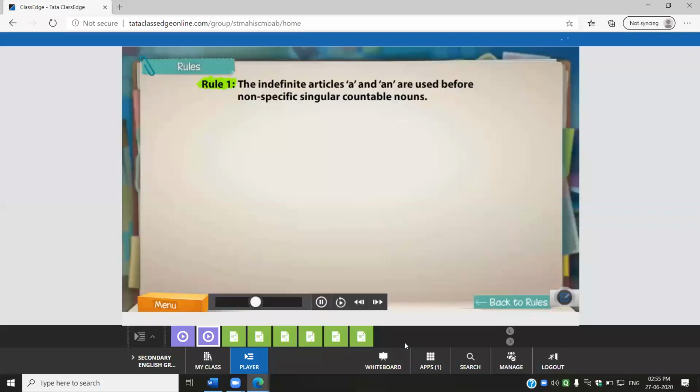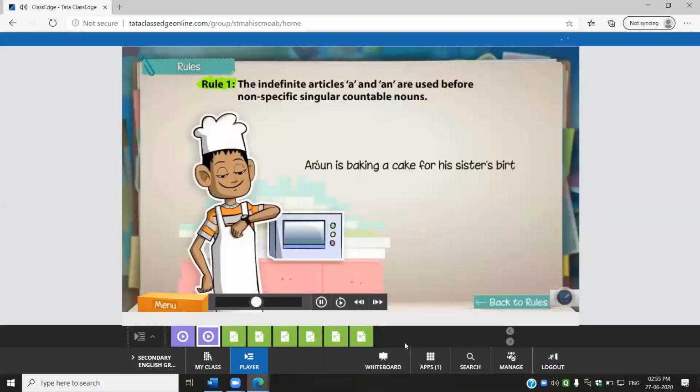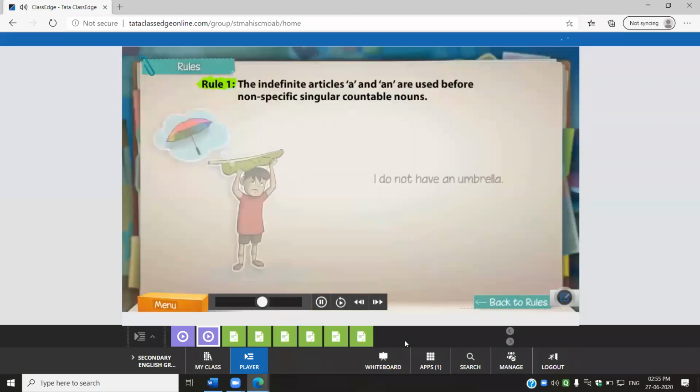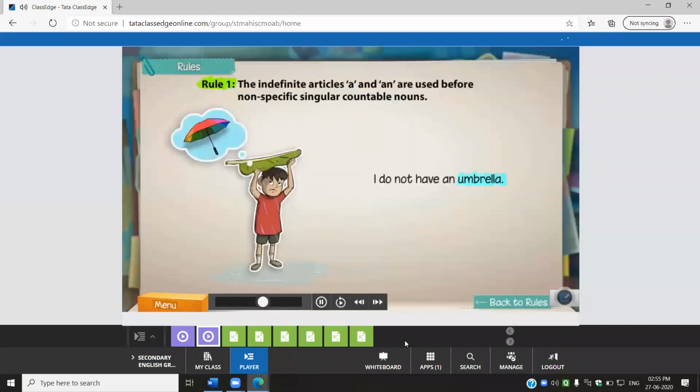Let's look at some more examples of sentences in which a and an are used. Here, the word cake begins with the consonant C, so it is preceded by the indefinite article a. In this sentence, the word umbrella begins with the vowel U, so the indefinite article an is used before it.